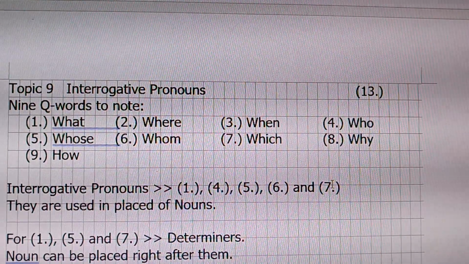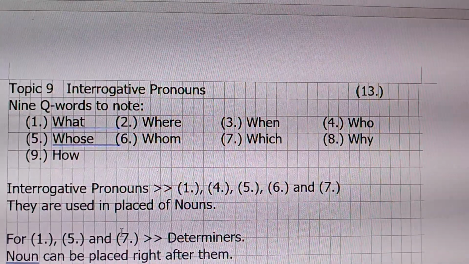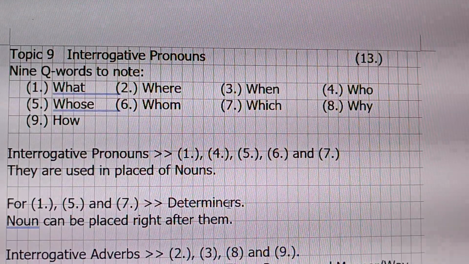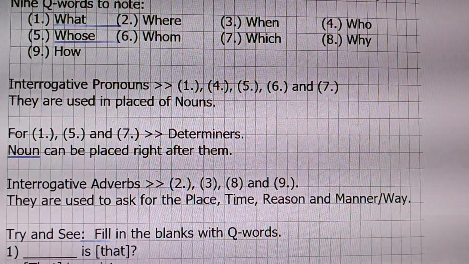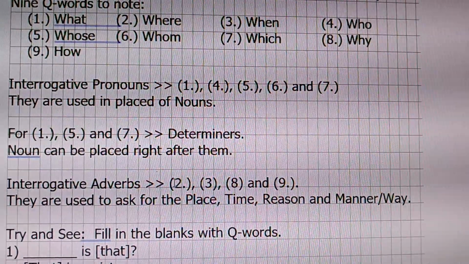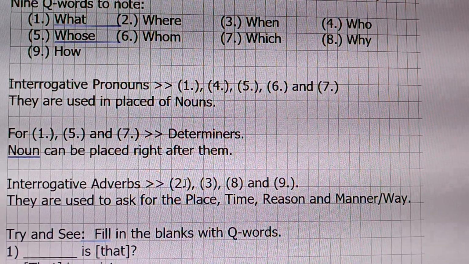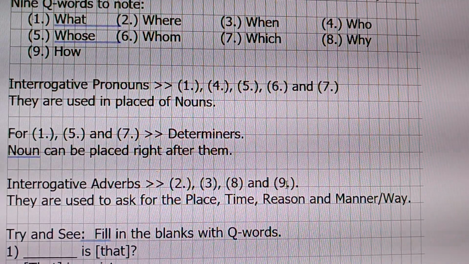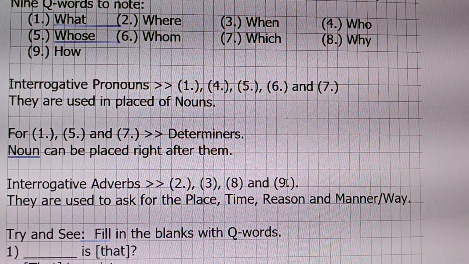Interrogative pronouns are only number 1, what, 5, who, 6, whose, 7, whom, and which. They are used in place of nouns. Numbers 1, 5, and 7 can be used as determiners as they can be placed before a noun. So interrogative adverbs: where asks about place, when about time, why about reason, how about manner or ways. The same rules apply as for adverbs.